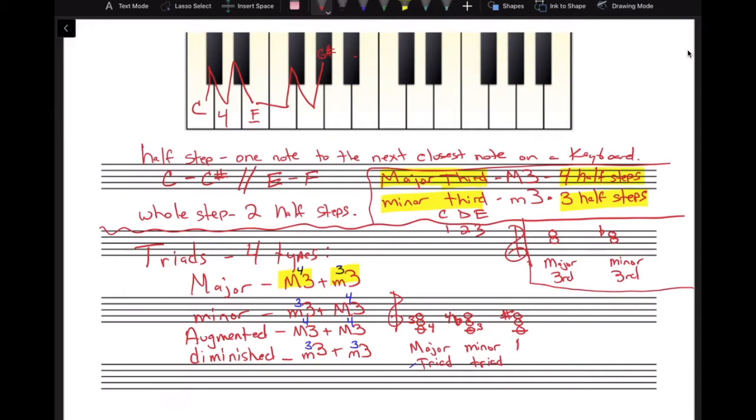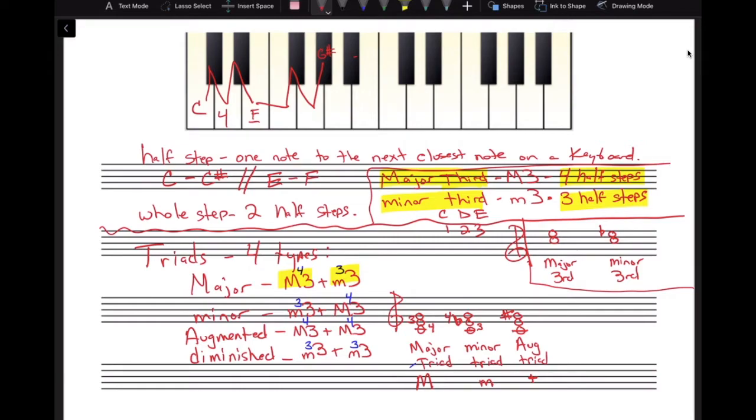This gives us an augmented major third, capital M. Right, we don't need the 3. I don't know why I drew a 3. Right. This is a major triad. This is a minor triad. This is an augmented. Augmented gets a little plus sign.